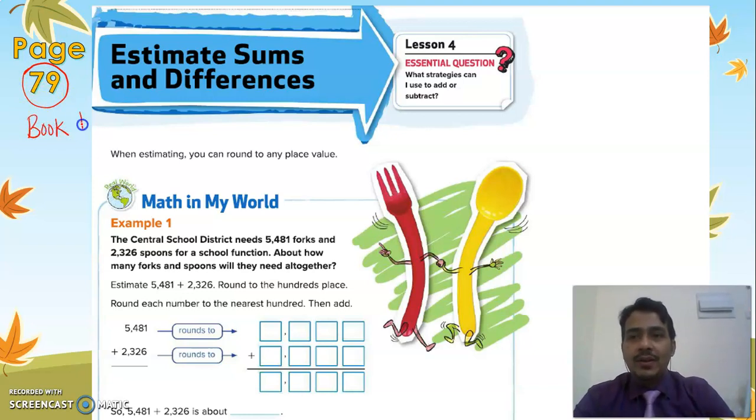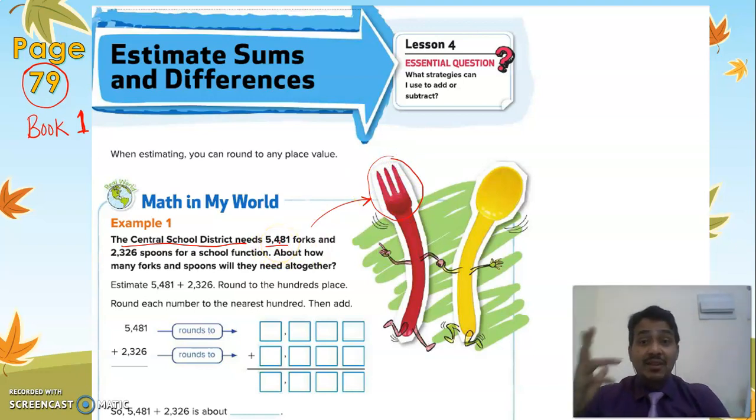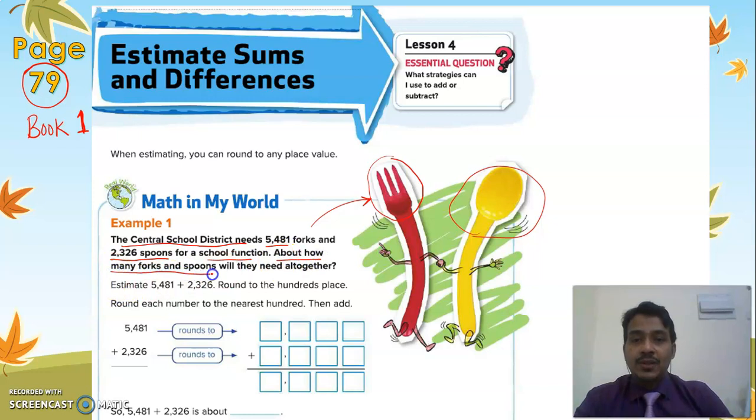79 of book 1. And let's do this question. The Central School District needs 5,481 forks, and 2,326 spoons for a school function. About how many forks and spoons will they need all together?